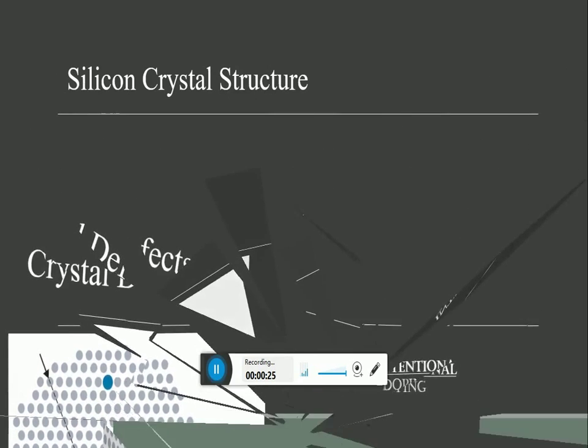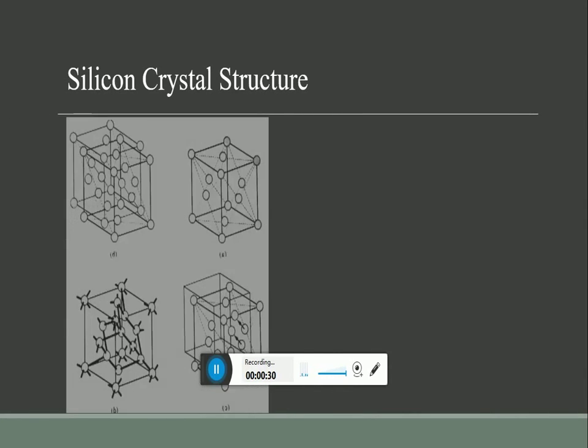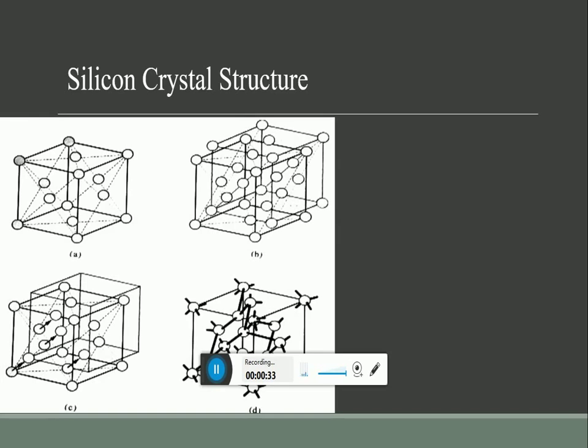But before understanding all these defects, let us first understand the crystal structure of silicon. So silicon has a basic diamond-like crystal structure. It has two merged face-centered cubic cells. This is a face-centered cubic cell. When two of them are merged, we get a structure something like this. And when we remove the atoms outside the cell, we get this.